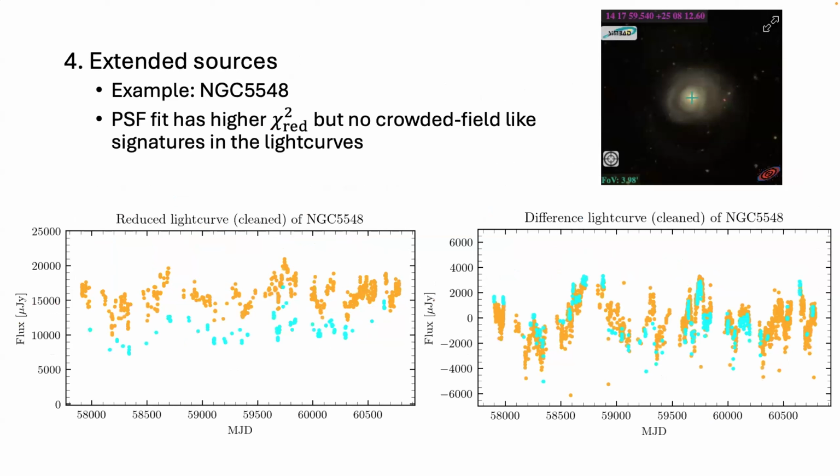And the last thing is that we've noticed for extended sources, for example, NGC 5548, we find that the PSF fit has a higher reduced chi-squared, but we don't see the noisy signatures that I've shown 2 slides ago in the light curves. So this is something that you might want to pay attention to if you are, for example, using the reduced chi-squared as a cutoff for cleaning the light curves.